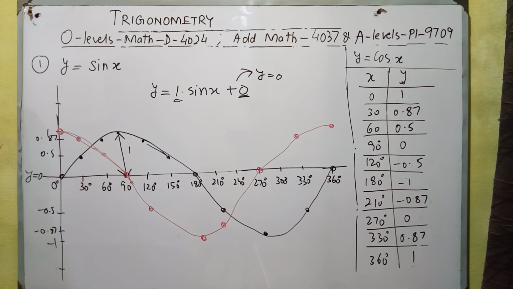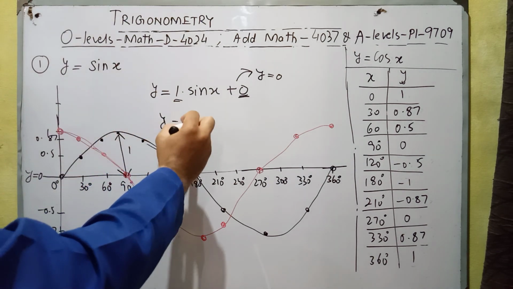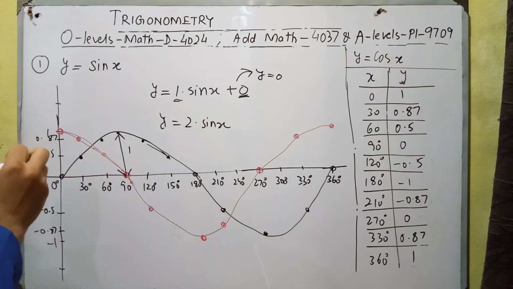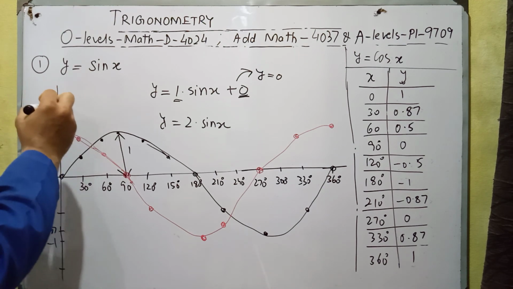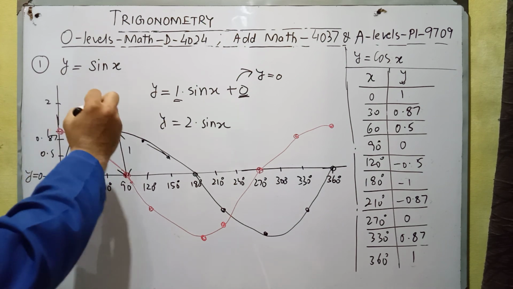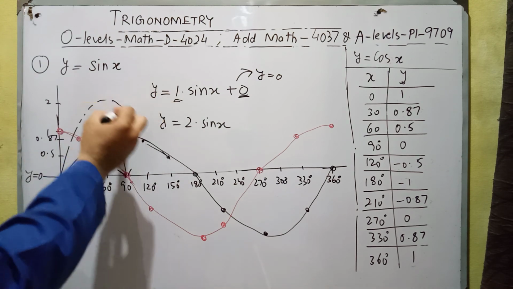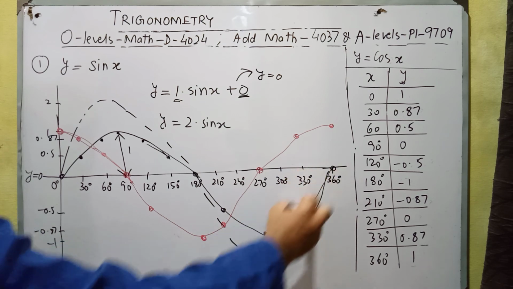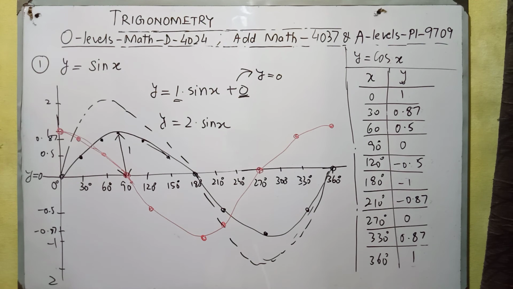If we have a function like y is equal to 2 into sine of x, our amplitude will be doubled, like this. Here we have 1 and here we have 2. Our amplitude will be doubled. I'm making this in a dotted line, if we have 2 as a coefficient of the sine function.